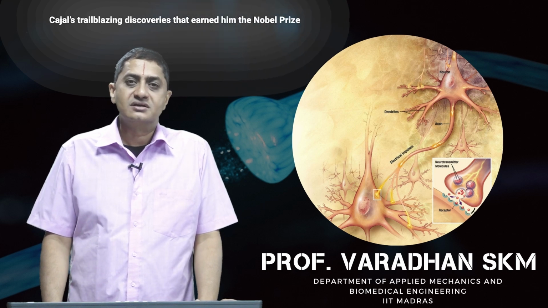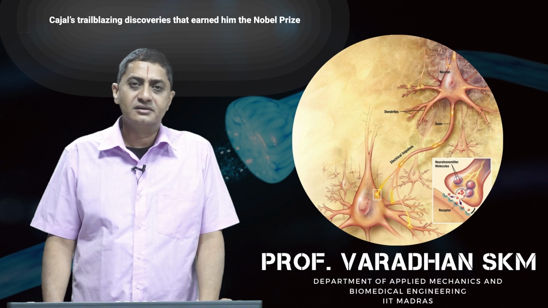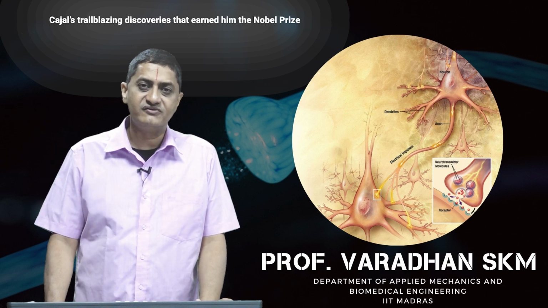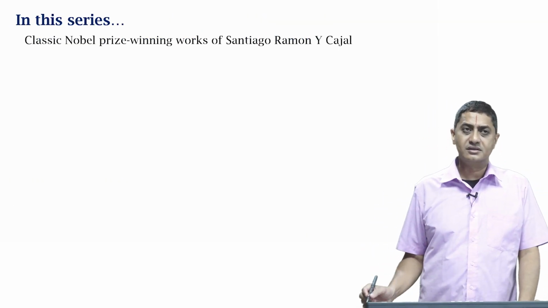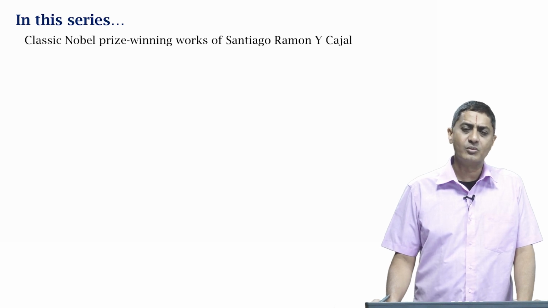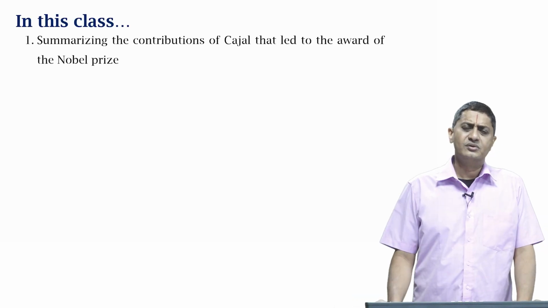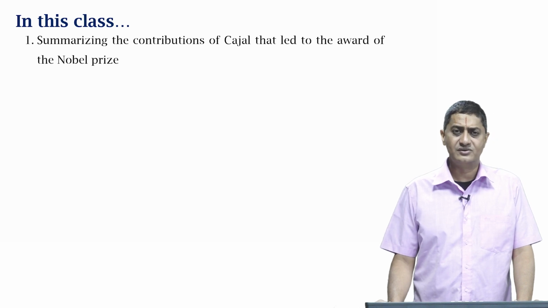Welcome to this course on classics in neuroscience. We've been looking at classic Nobel Prize winning works in the field of neuroscience. In this series, we've been looking at the classic Nobel Prize winning works of Santiago Ramon y Cajal. In this video, we will summarize the contributions of Cajal that led to the award of the Nobel Prize in Physiology and Medicine in the year 1906.